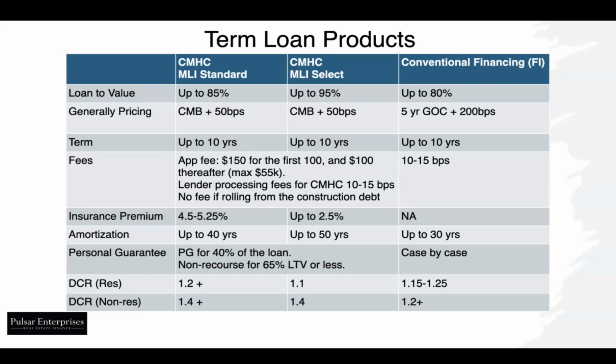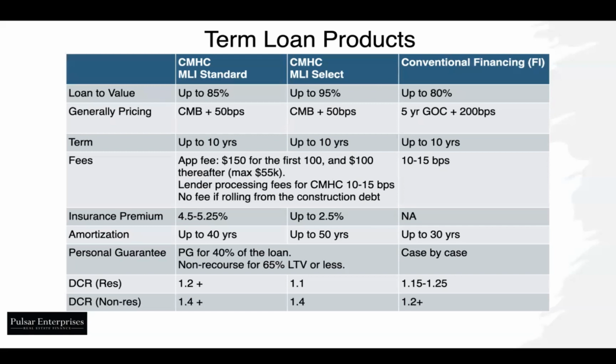Interest rates on the CMHC MLI products, your pricing will be right around Canadian mortgage bond plus 50 bips. So as of today, February 27th, 2024, CMB 5 years is about 3.8, and the CMB 10 years is about 3.9. So it depends on if you want to take a 5-year term or take a 10-year term, your pricing will be right around 4.3 to 4.4. With conventional bank financing, the interest rate will be GOC plus 200 bips, so right around 5.5 in today's market.